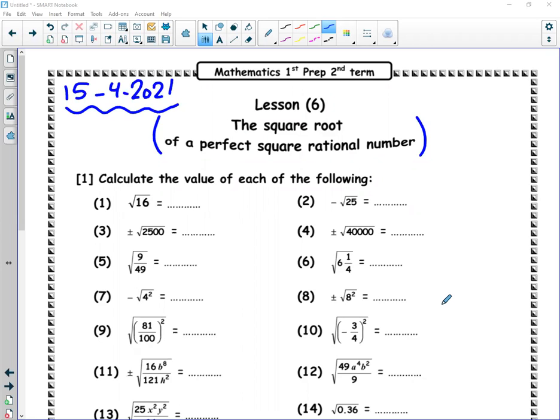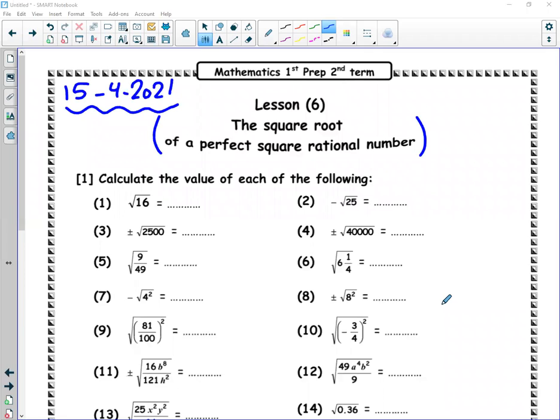Our session today is about the square root of a perfect square rational number. Okay, firstly, what is the meaning of the square root? The square root of any number means that you try to find a number which, times itself, equals the number under the root. So, the first question: calculate the value of each of the following.